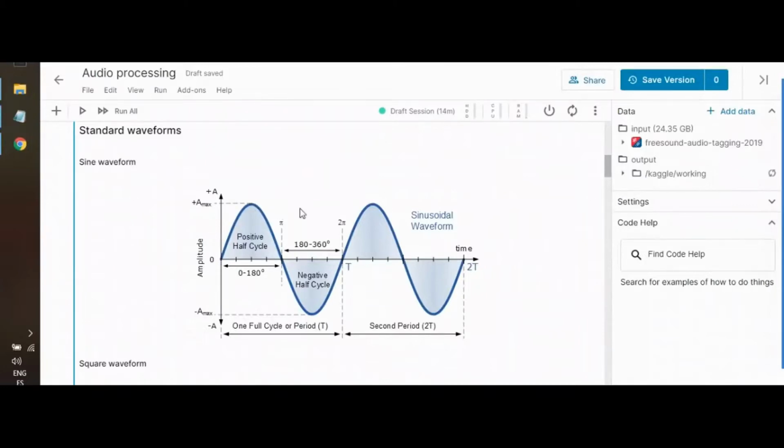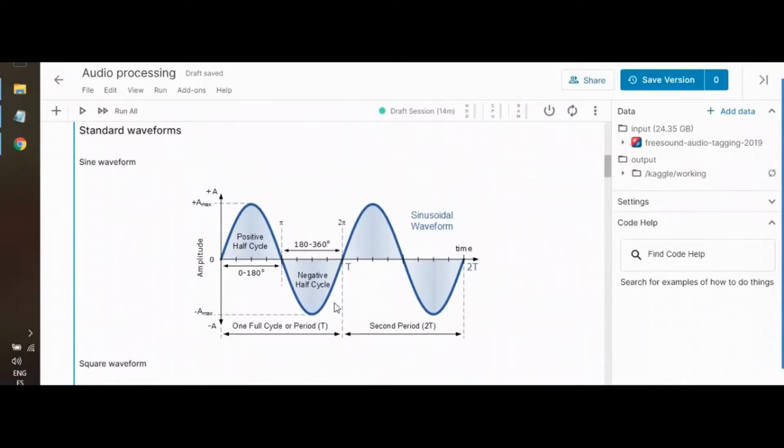So this is a sinusoidal waveform. We will have different phases of the wave. For instance, the phase at 90 degrees will be this amplitude. And when the signal repeats itself, you will form a period or a cycle. The number of cycles you have per second is the frequency.